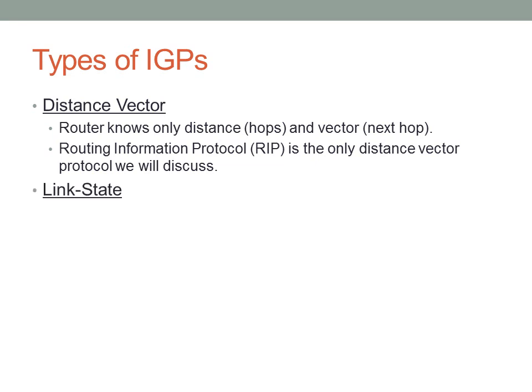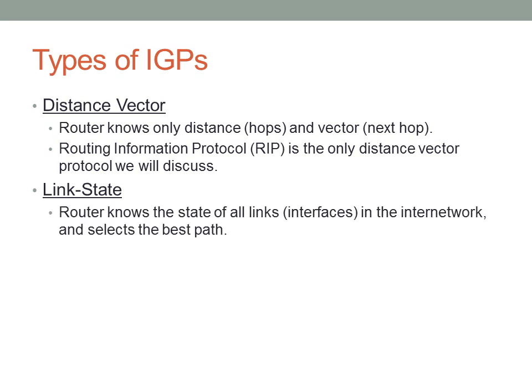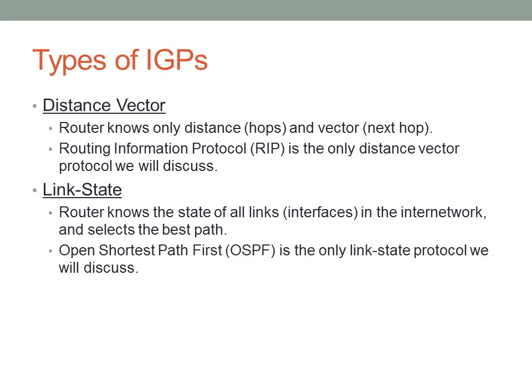Link state protocols, on the other hand, are actually more comprehensive, and the idea with a link state protocol is that each router knows the state of every single link in the network, so all routers know about all interfaces and then decide to choose the best path based on the interface status. So OSPF is the only link state protocol that we'll be talking about. So in OSPF, every single router knows about every single link in the entire network, every single interface.